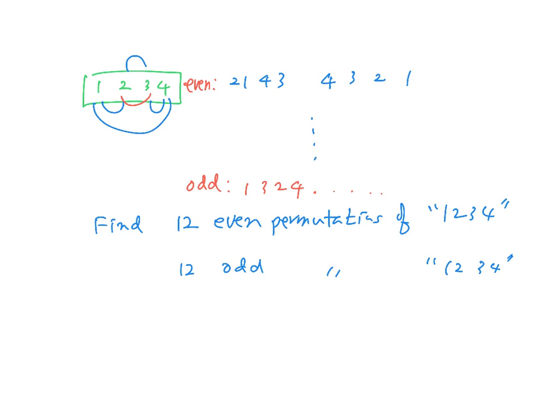Can you do that, right? Change twice, 4 times, 6 times, 8 times, then you can obtain even permutations. So you find 12 even permutations. And change once, 3 times, 5 times, then you obtain the other permutations. There are going to be 12. And then it's going to be a very nice homework. So this is homework.